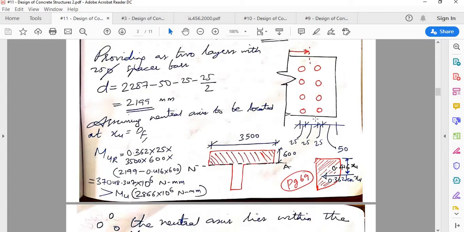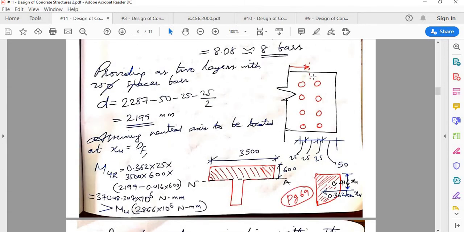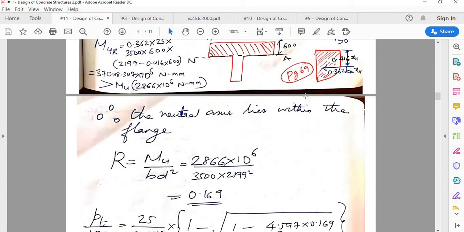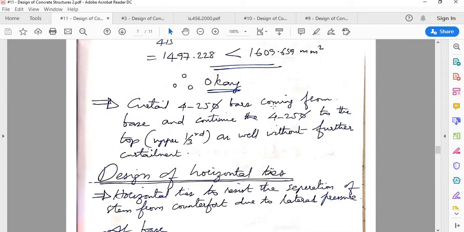So remember, at the base this was our configuration. So what we will do is, out of these 8 bars, which is divided into 2 layers, this 1 layer of bars we will curtail or stop at 1/3 height, and only this layer we will continue throughout the height, because for the middle third we are getting exactly 4 25 dia bars.